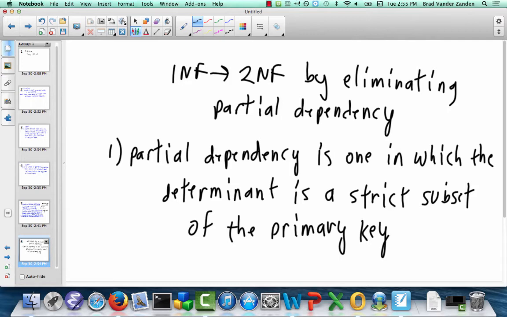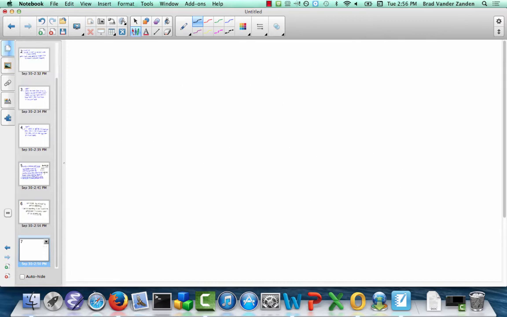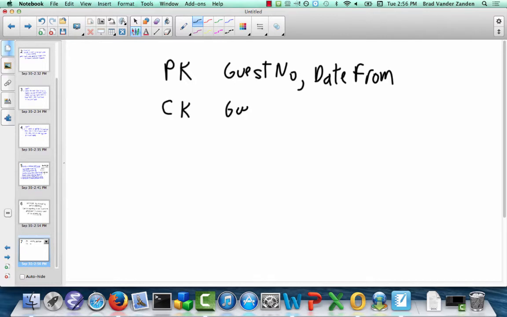So we're missing something right now. Actually, we're not, because we identified it early on. In order to go from first normal form to second normal form, we have to identify the primary key. Anyone remember what that primary key was? Guest number and date from. So we chose as our primary key guest number and date from. There is an alternative, a candidate key, guest number and date two. But we chose guest number and date from, which is more intuitive.